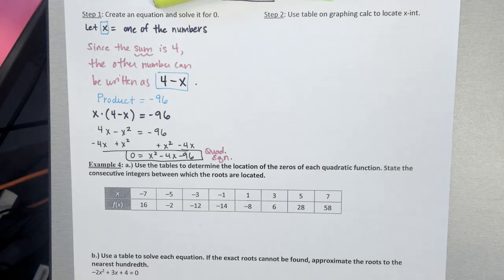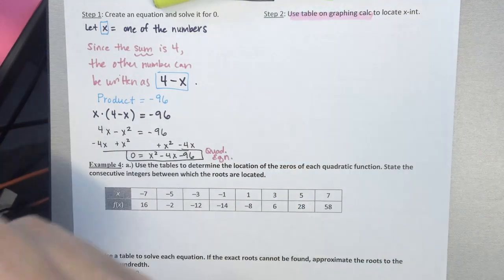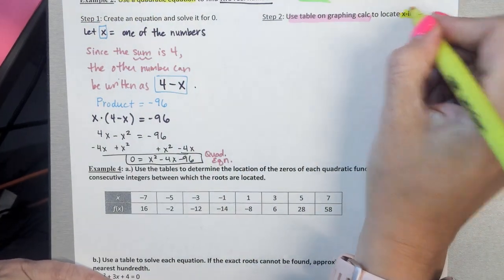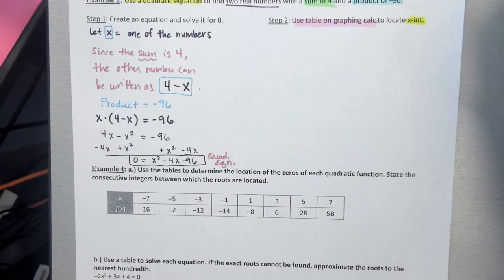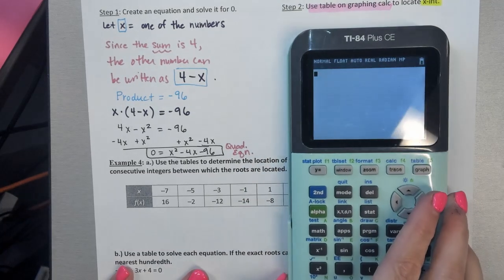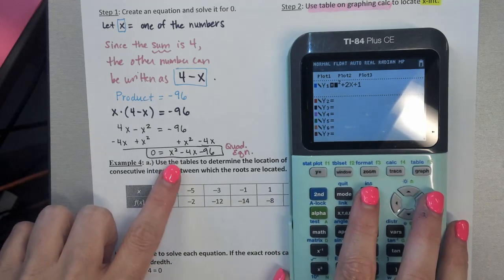There are a couple different ways that you could find this solution. What I'm going to do is show you how to use the table on your graphing calculator to find the x-intercept. Again, we are looking for the x-intercept values. You could also graph this and find the x-intercepts. That would be fine.